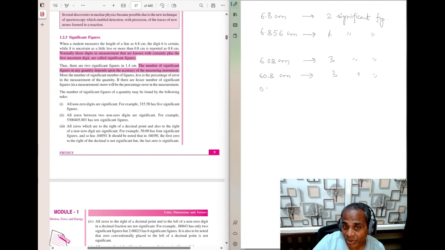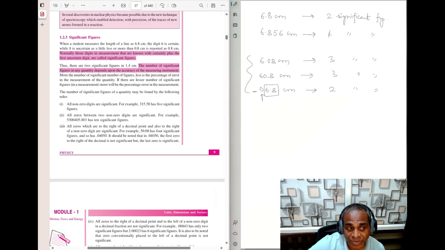Whereas if I have 0.68 centimeters, then this zero is to the left of the non-zero digits. There is no other non-zero digit to the left of the zero. So I have to ignore this zero and only consider these two as significant figures. Hope this difference is understood, right? That is the second rule. All zeros between two non-zero digits are significant.